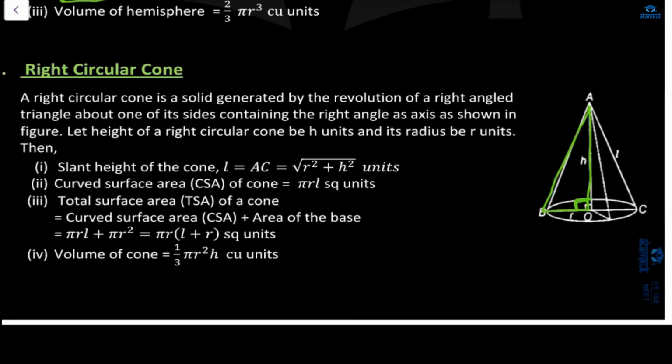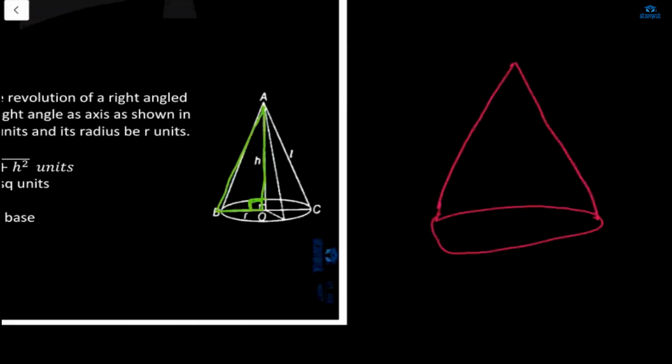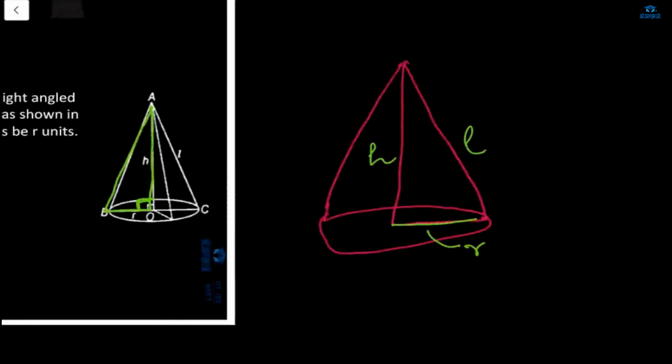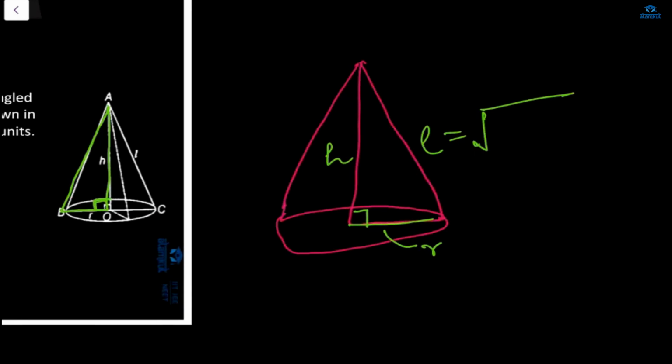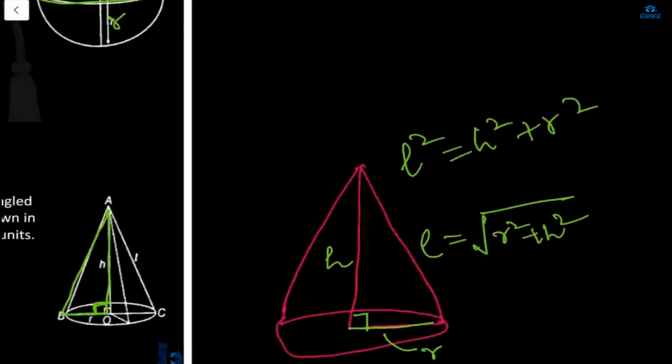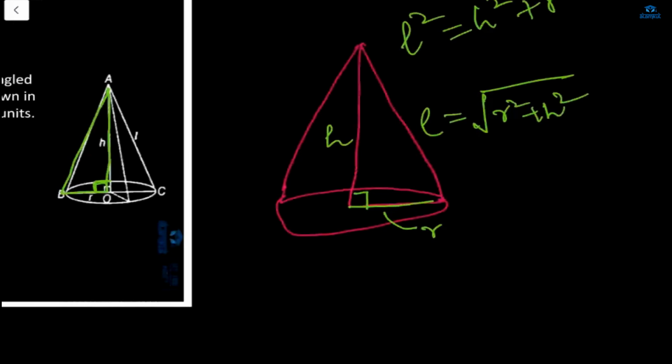Now here, what are the different things? Here, the base, this is your radius. Now this is your height. Now in a cone, the hypotenuse is L, the slant height. What is the value of L? We already know in a right angle triangle, L square will be equal to h square plus r square. So L will be equal to root of r square plus h square. So this is the L here.